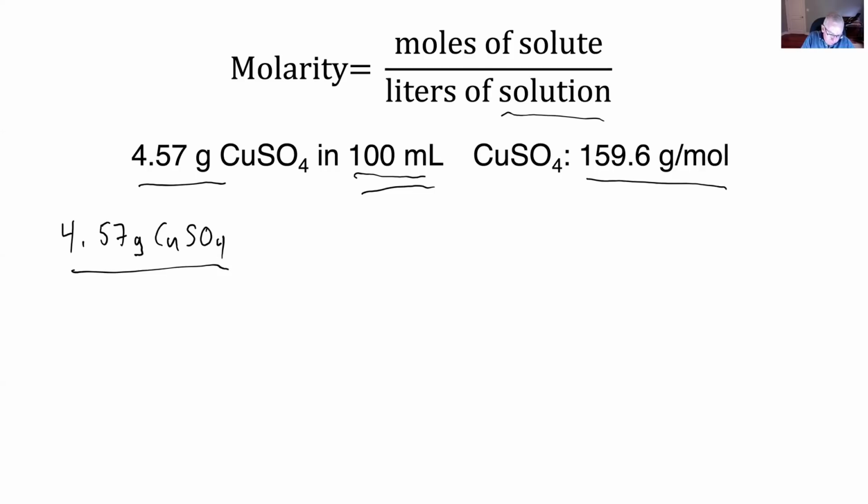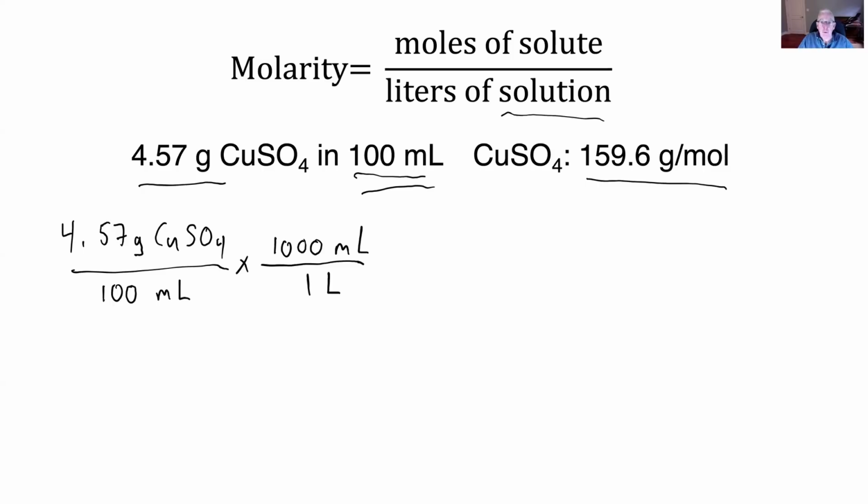And that's in 100 milliliters of solution. Then I'm going to convert my milliliters to liters. I didn't write it down there, but a liter is 1,000 milliliters, right? Milli is 1,000th. I want to get rid of the milliliters, so that means I put 1,000 milliliters up here. I put 1 liter down there.